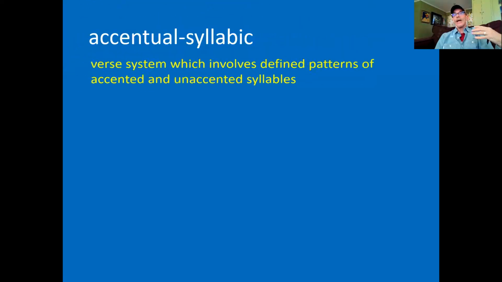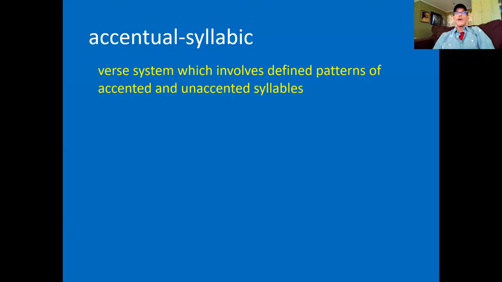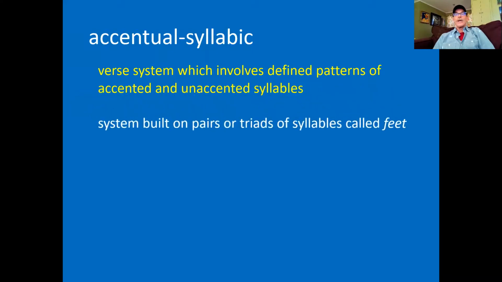Okay. Now, accentual-syllabic. So this is the verse system that most of you are probably familiar with. Say earlier in high school, you probably learned about this when you had to read some Shakespeare, Julius Caesar or something like that. Your teacher probably dropped, oh, iambic pentameter on you. Okay, what I'm hoping to do here is to explain like where that verse system came from. Okay, and what its basic rules are. Okay, so this system involves defined patterns of accented and unaccented syllables. Okay, so it's built on pairs or triads, so twos or threes of syllables that are called feet. Okay, they're called metrical feet.